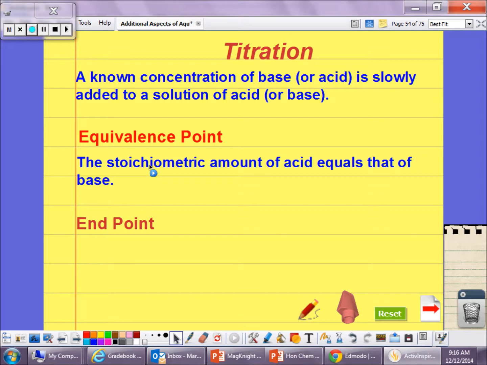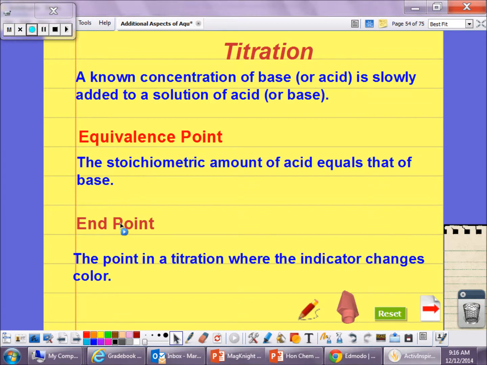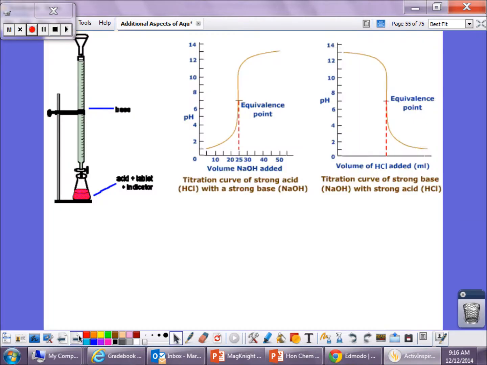All right, what is the difference between the equivalence point and the end point? The end point is when you end the titration, the point in a titration where the indicator changes color. So if you choose the right indicator, the end point will be the same as the equivalence point. Equivalence point: moles acid equal moles base. End point is when you have that change in the indicator. Those are different shapes of pH graph.